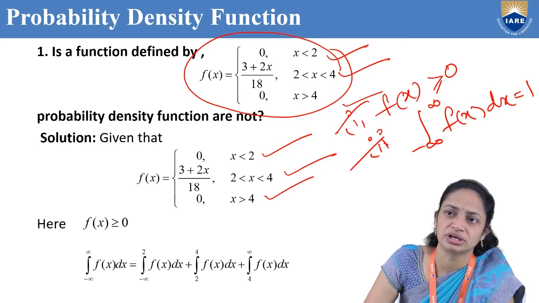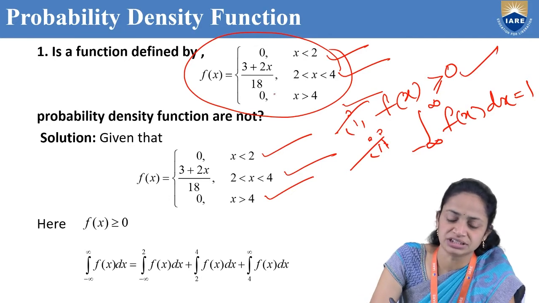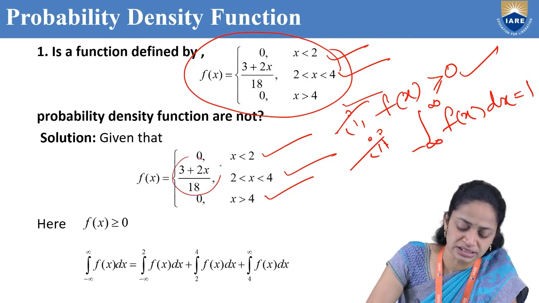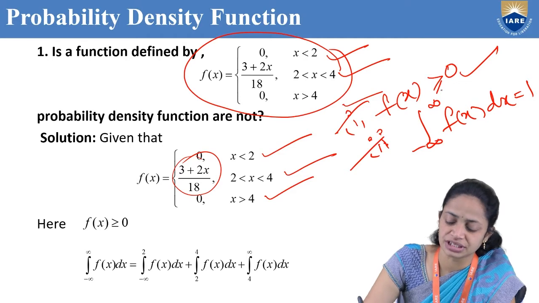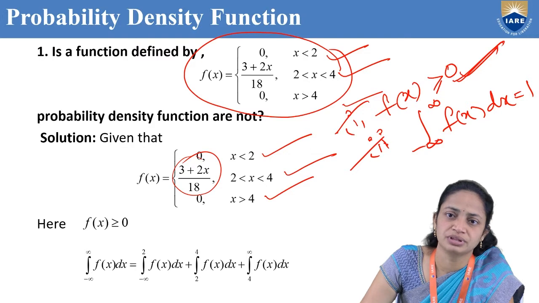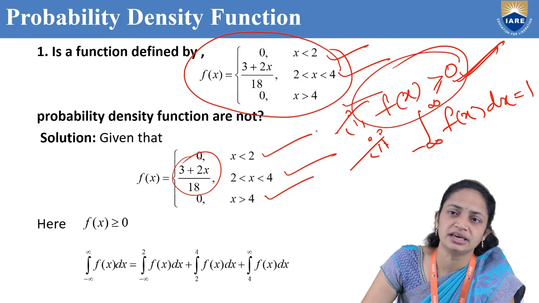So first we will focus on f of x greater than or equal to 0. Here, by the function we can see that f of x is greater than or equal to 0. If you substitute x equal to 0, then it will be positive. If you substitute a negative value also, it will be positive. That's why the function takes positive values. So that means the function satisfies f of x greater than or equal to 0, the first property of the probability density function.